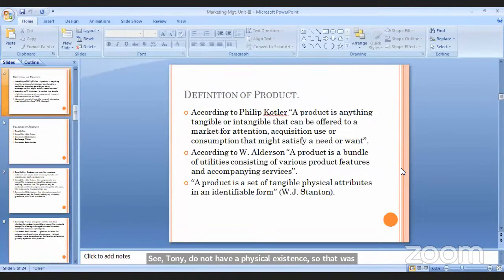Now we come to the definition of a product. As I always say, the definition of a product will be taken in priority order. We will talk about the definition of Philip Kotler always. Why? Because Kotler is the father of marketing. That's why whenever we try to understand a definition, we always focus on the definition of Kotler.